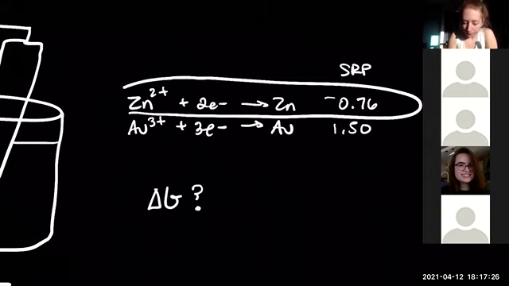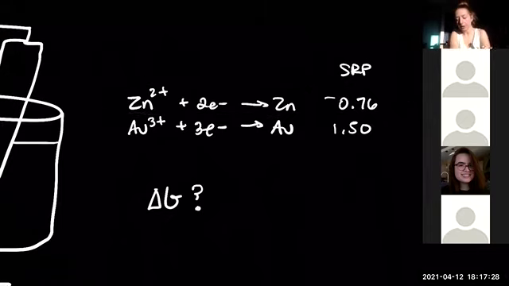In the first half reaction here, it has a lower SRP. Traditionally, for galvanic cells, we would call that the anode right away. But it's opposite here. So this time it'd be the cathode. This would be the anode. And that's really the only difference.